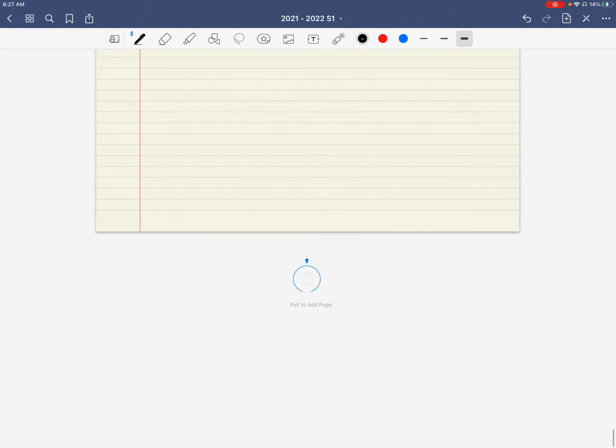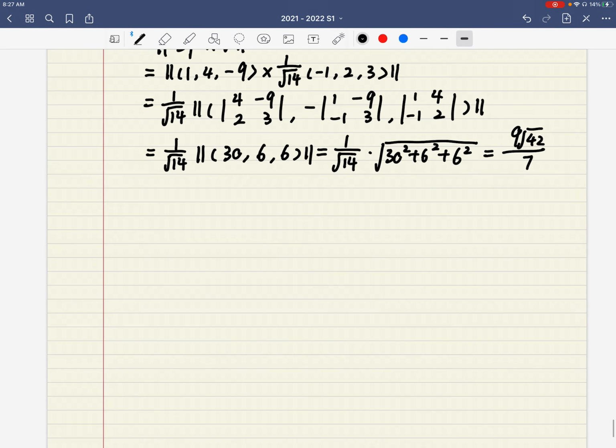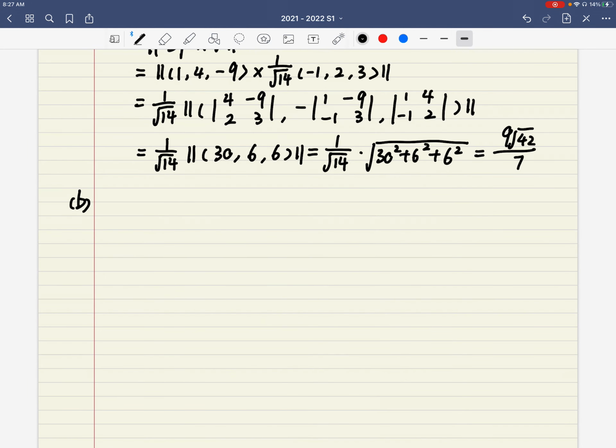Okay, part B. Part B is very, very similar, but here it is the distance from a point S to a plane. Now instead of a line, we have a plane.